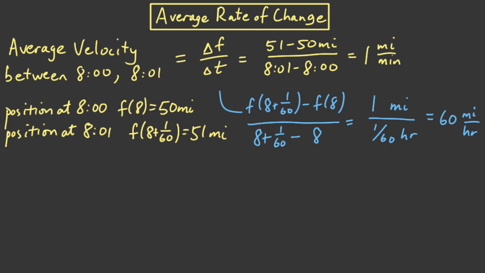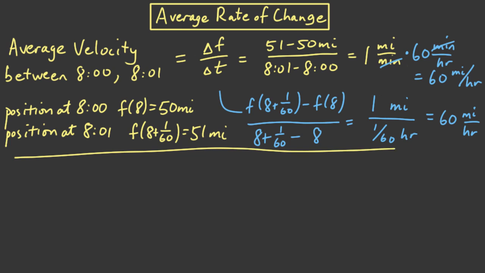A faster way might have been to just take this 1 mile per minute and multiply it by a conversion factor of 60 minutes per hour. And when we do that, the minutes cancel, and we're just left with 60 miles per hour. So this gave us our average velocity over this 1 minute, or our average rate of change of position with respect to time.